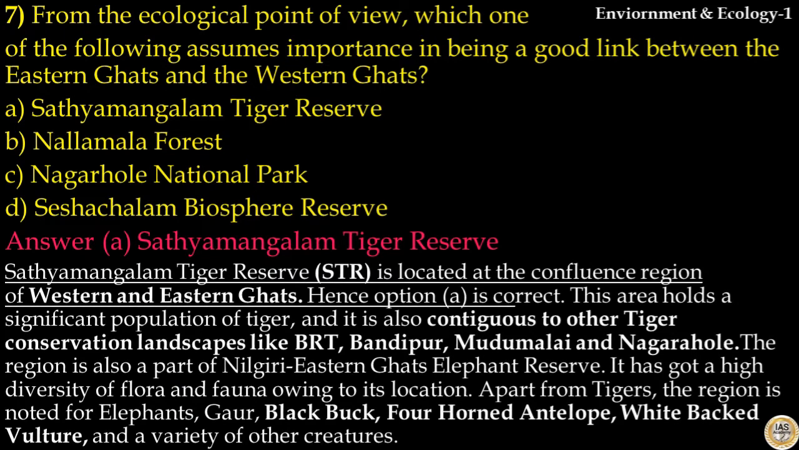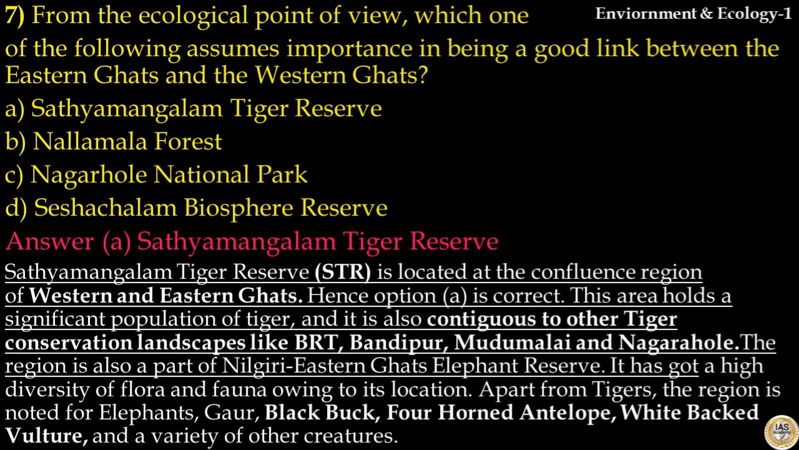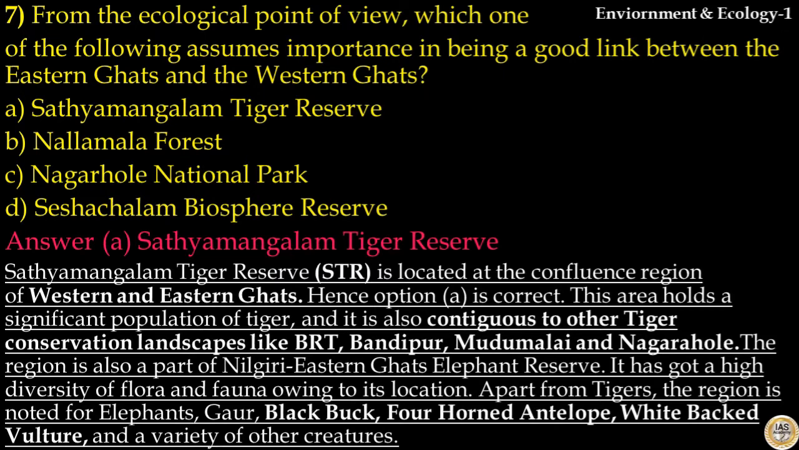Sathyamangalam Tiger Reserve is located at the confluent region of Western and Eastern Ghats. Hence, option A is correct. This area holds a significant population of tiger and it is also contiguous with other tiger conservation landscapes like BRT, Bandipur, Mudumalai and Nagarhole. The region is also part of Nilgiri Eastern Ghats Elephant Reserve.